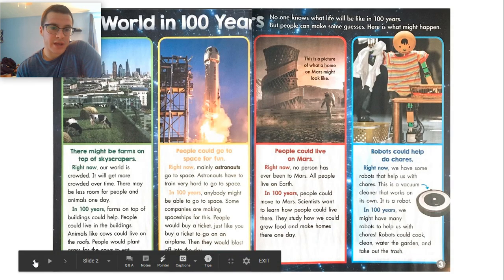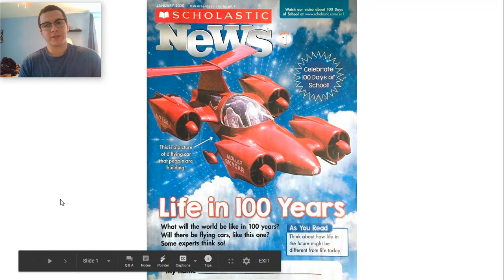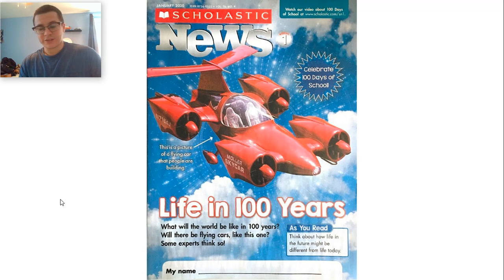All right, so now you're going to take about 45 seconds to write down what text features you see in the article. I'm going to flip through it again while you guys are writing. So don't worry if you don't remember them all right now. So you're going to write for 45 seconds. What text features do you see? Go ahead.